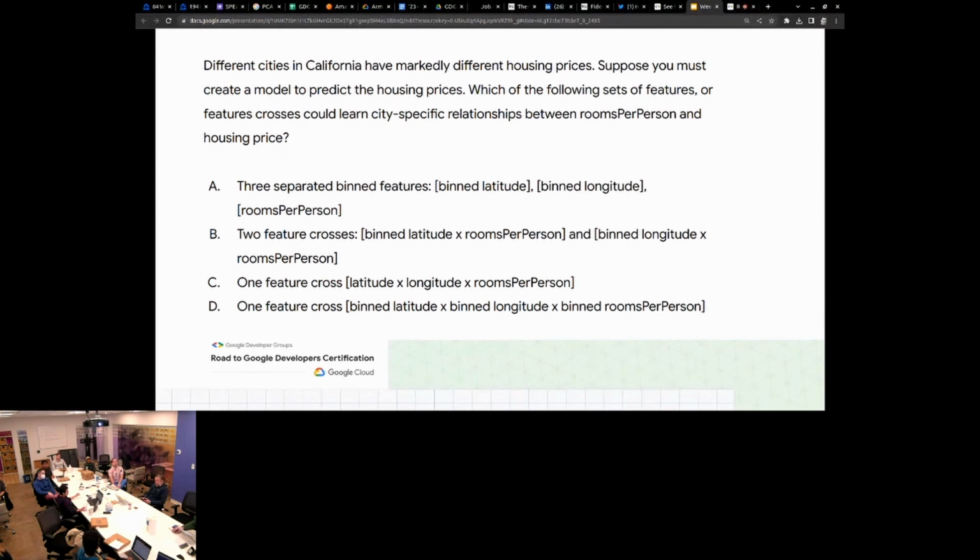B: 2 feature crosses, bin latitude and room per person, and bin longitude and room per person. C: 1 feature cross, multiply everything by each other, and D: 1 feature cross, multiply bin latitude, bin longitude, and room per person.